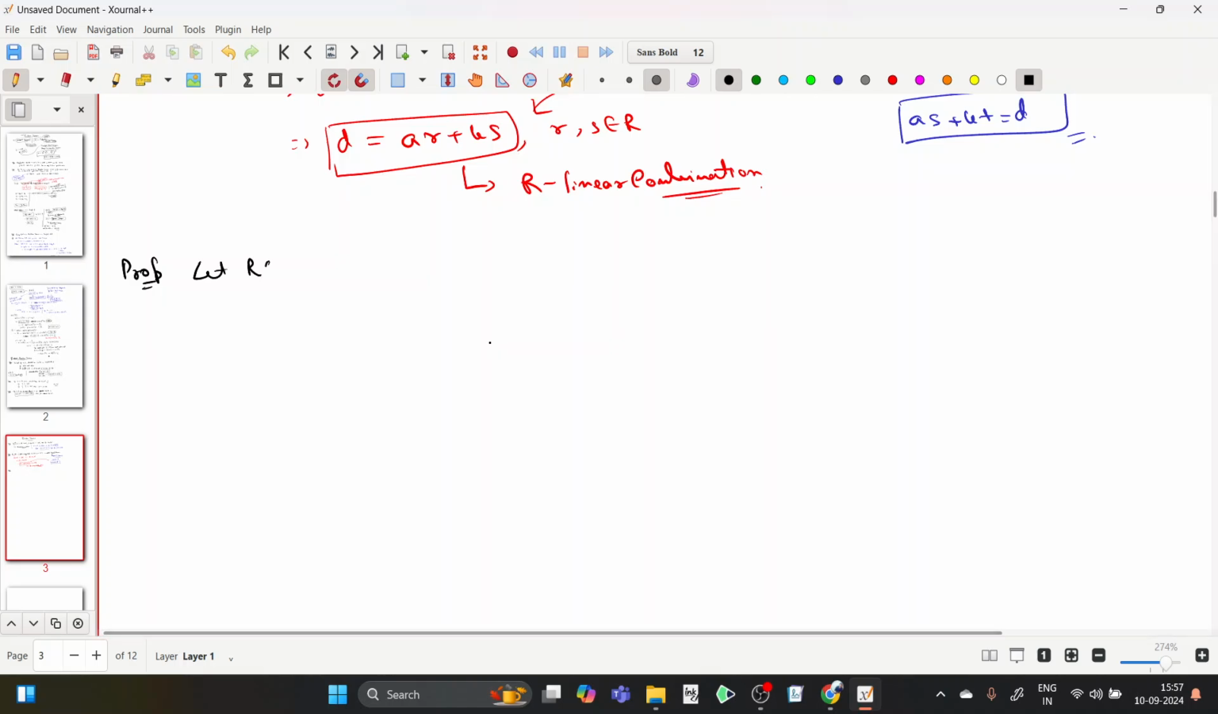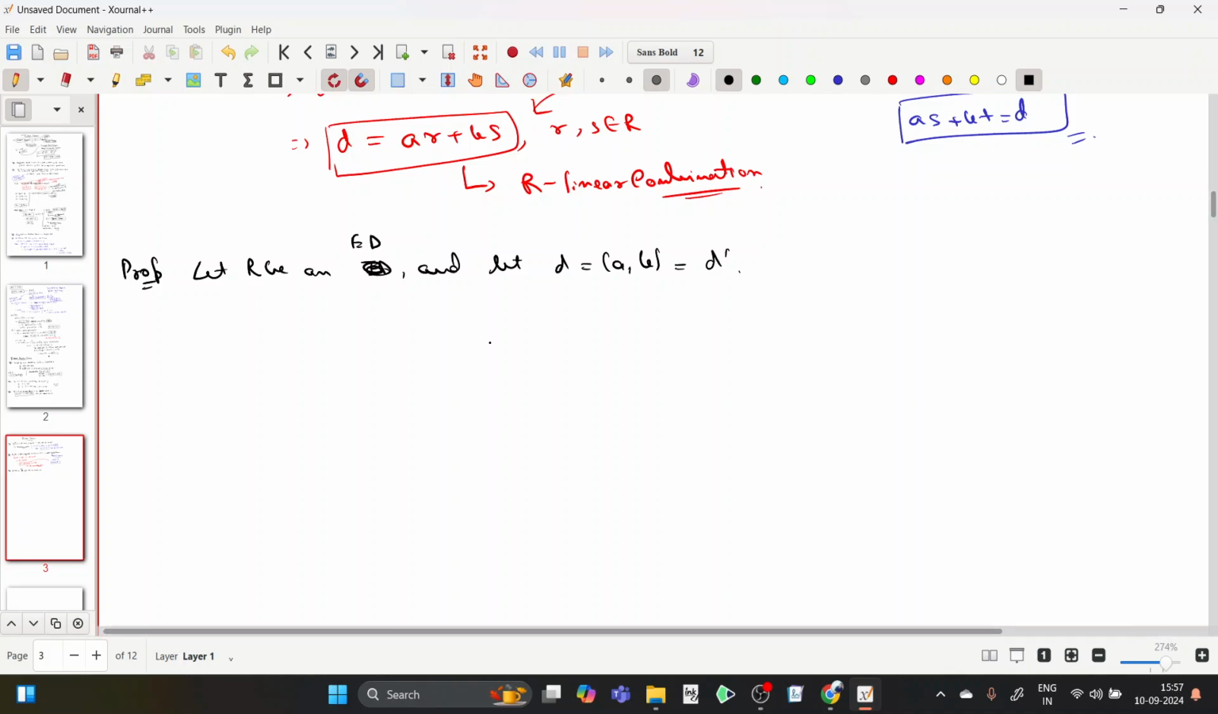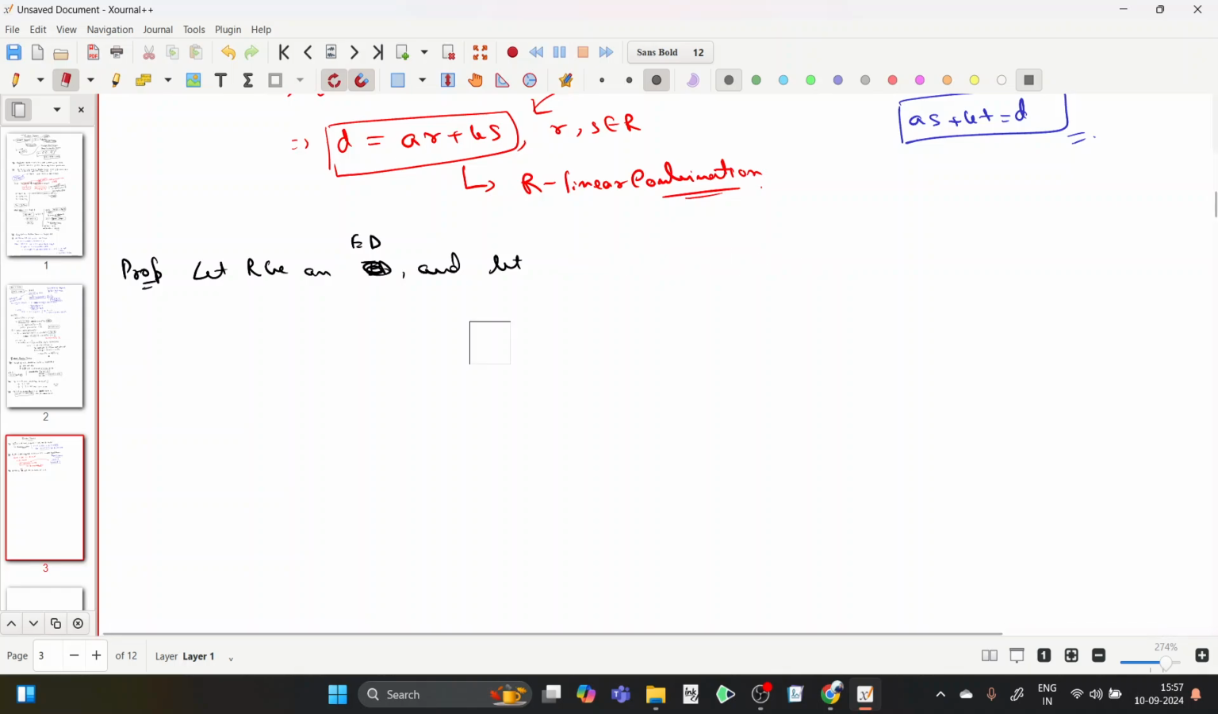Okay. So let R be an integral domain. Sorry, let R be a Euclidean domain, and let D be the GCD of A and B, and D dash is also a GCD of A and B in R. Or let me prove a more general statement. I guess this will be a more general case.